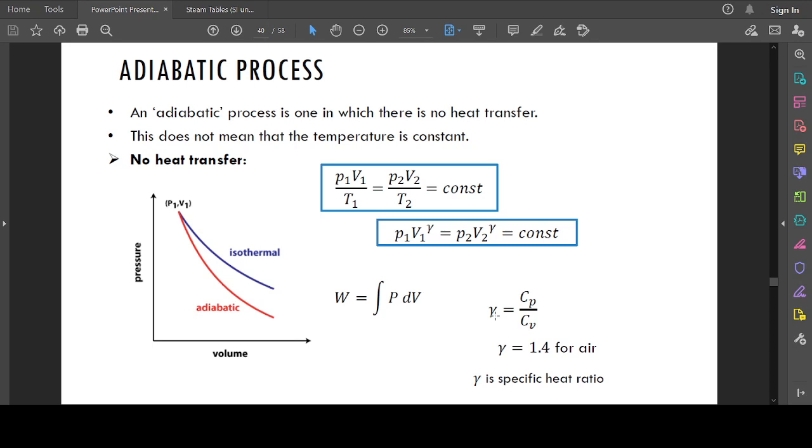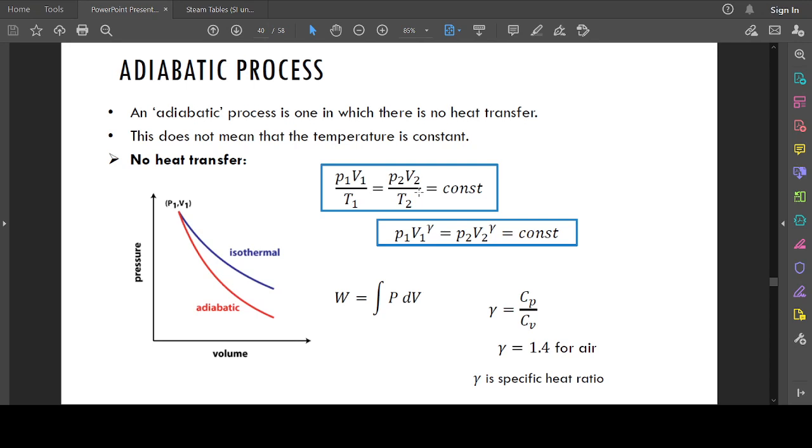So a reacting process could also be adiabatic, even though the reactants will react to form an exothermic or endothermic reaction. The exothermic or endothermic reaction will lead to an increase or decrease in temperature as a result of the reaction process, but there is no heat added to the system or removed from the system. This is given with this equation here, P1 V1. So all the physical properties here, including volume, are changing. P1 V1 over T1 is equal to P2 V2 over T2, all equal to a constant.